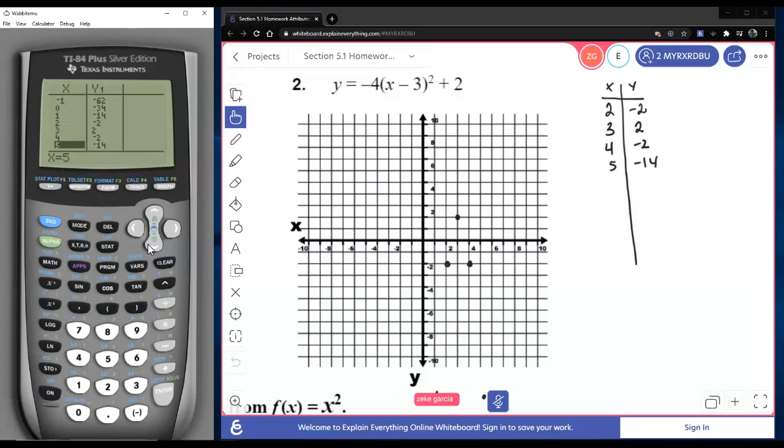So I'm going to go ahead and graph it right here. And you notice this is different because it opens downward. We do know that the graph is narrow. I'm going to go ahead and graph the axis of symmetry again. So x equals 2. The vertex is right here, which is (3, 2). It's also the maximum point.